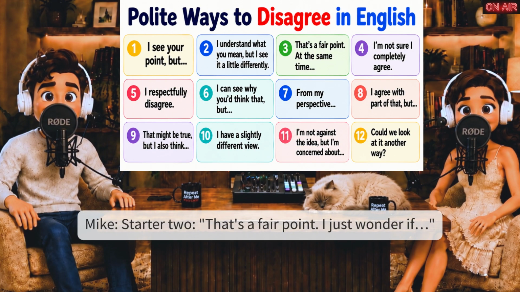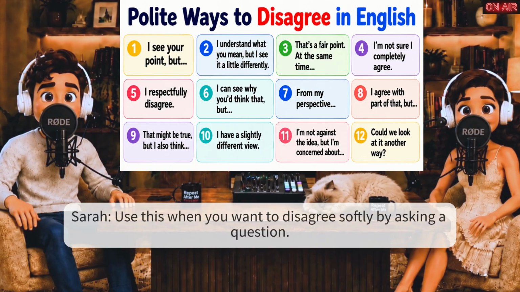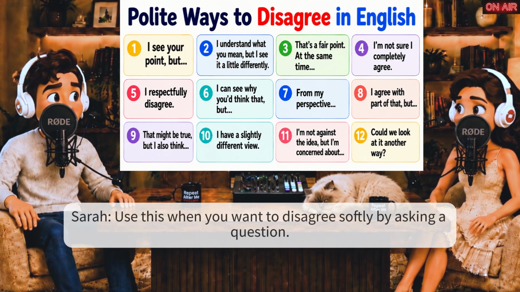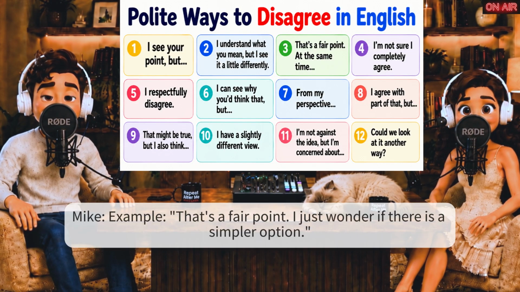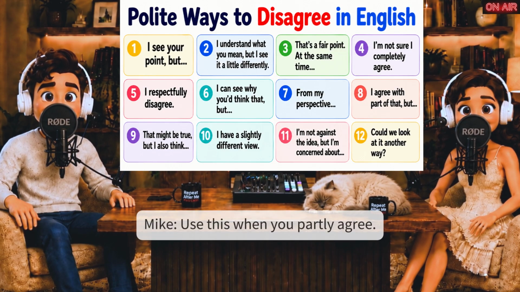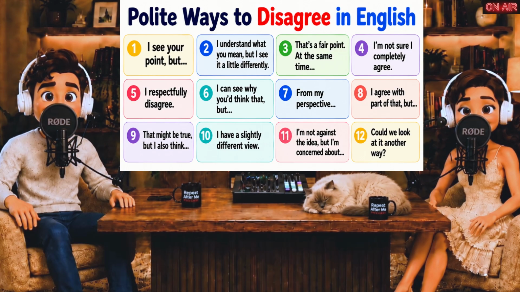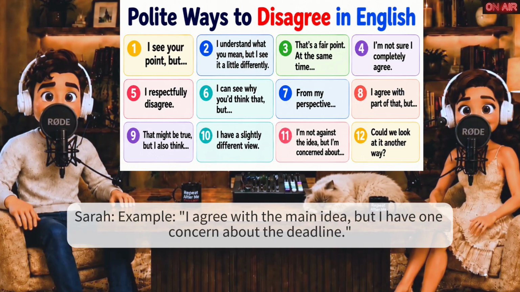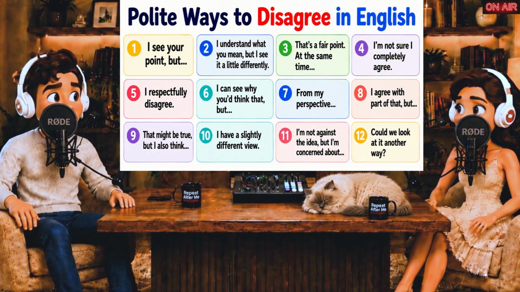Starter 2. That's a fair point. I just wonder if... Use this when you want to disagree softly by asking a question. Example. That's a fair point. I just wonder if there is a simpler option. Starter 3. I agree with the main idea, but I have one concern. Use this when you partly agree. Example. I agree with the main idea, but I have one concern about the deadline.